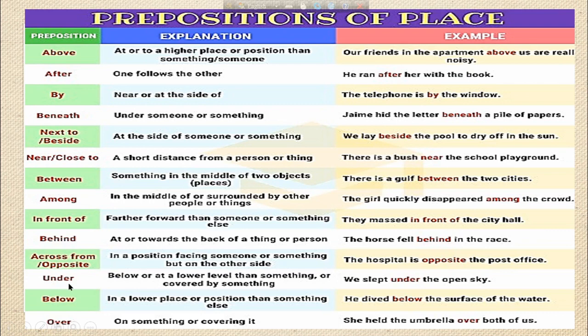Under is used to mean below or at a lower level than something or covered by something. We slept under the open sky. Below is another preposition of place. This preposition is used to mean in a lower place or position than something else. He dived below the surface of the water. So the last one is over. To mean on something or covering it, we use the preposition over. She held the umbrella over both of us.